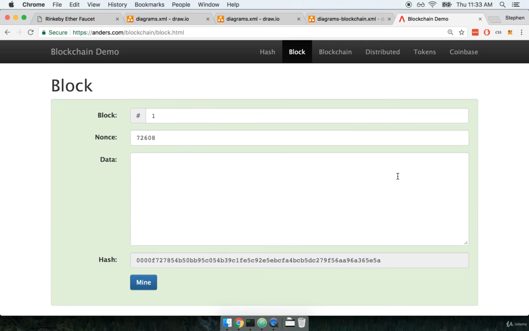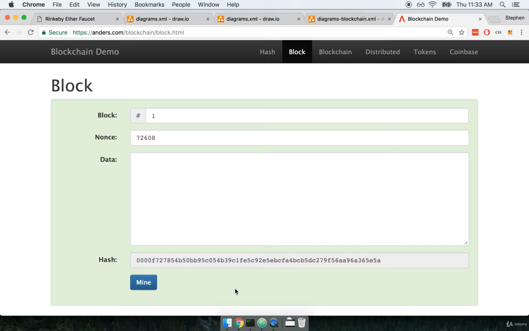So the first thing I want to point out is that Anders had said that when we do this mining process, we are looking for a hash that starts off with some number of leading zeros right here. That's not entirely correct per se. Let me show you what's really going on behind the scenes.